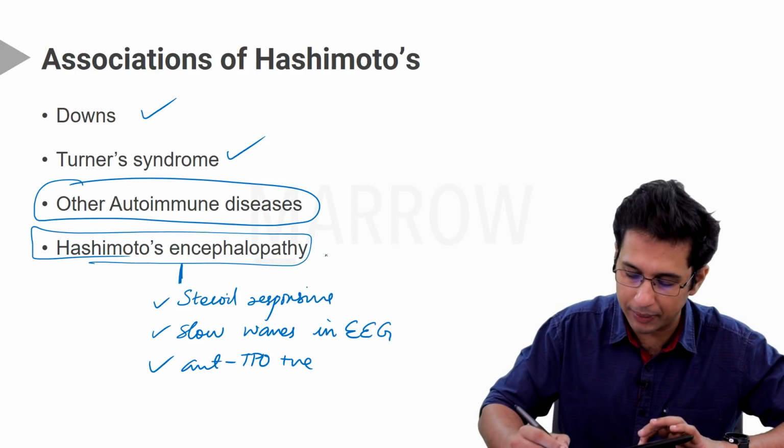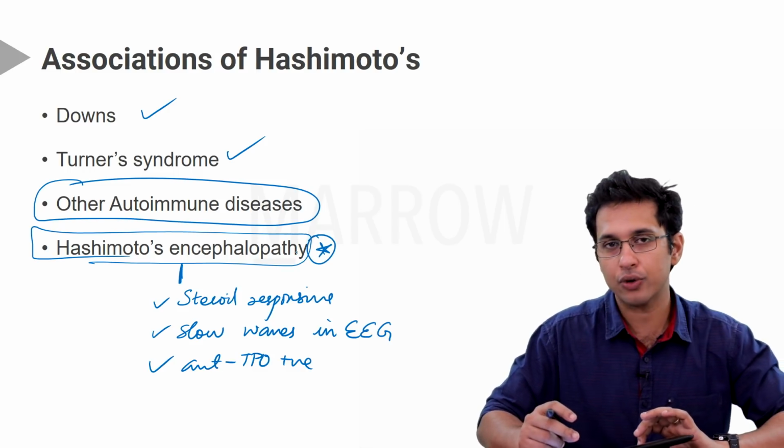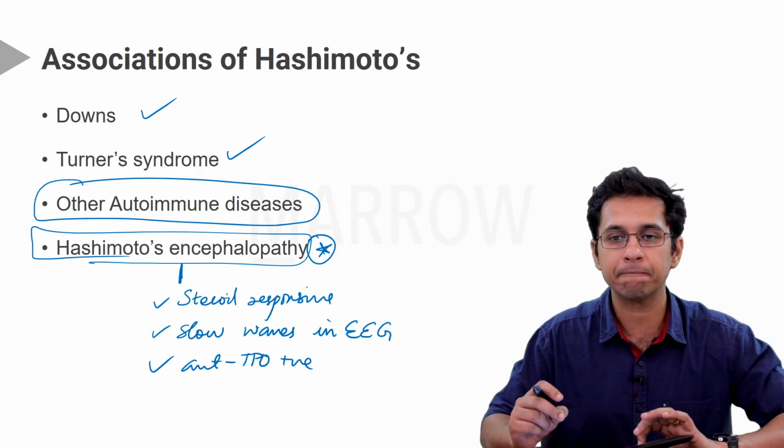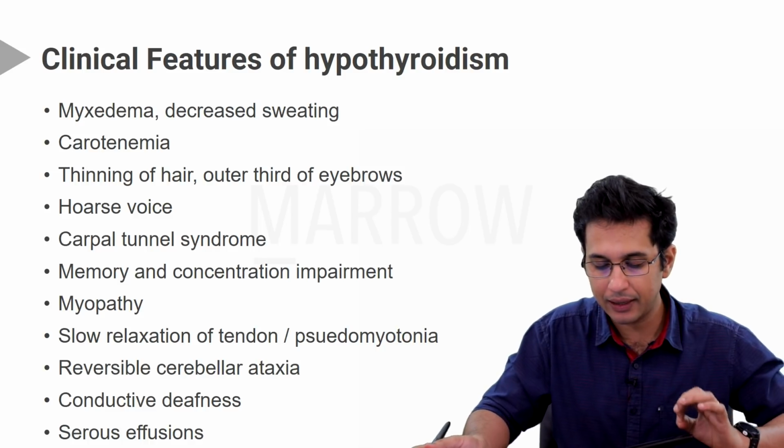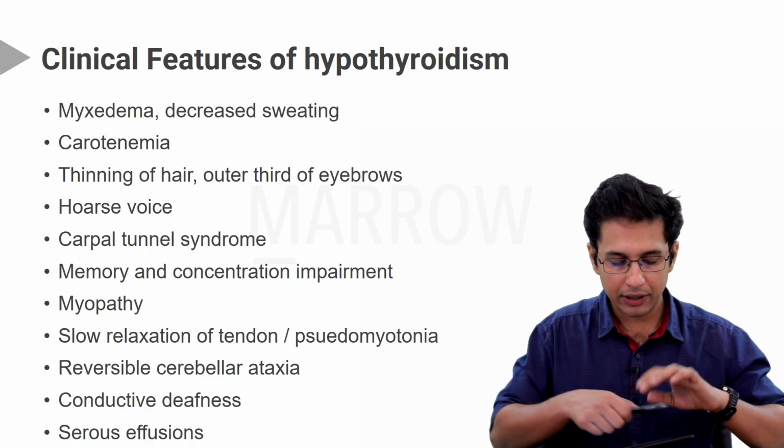Then that is most possibly Hashimoto's encephalopathy. Note down the keywords. Okay, now we come to one of the most significant parts, clinical features of hypothyroidism. Now here's the tricky part.